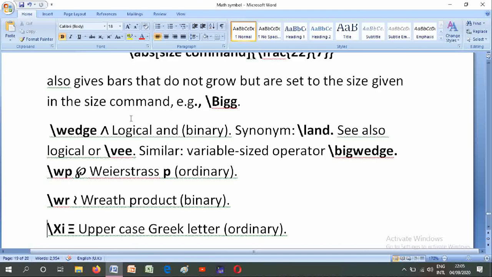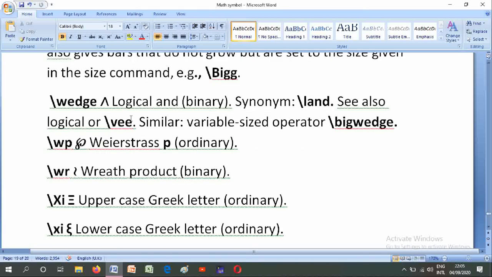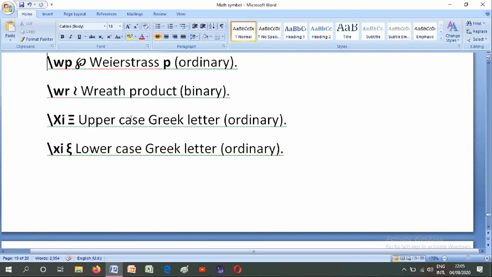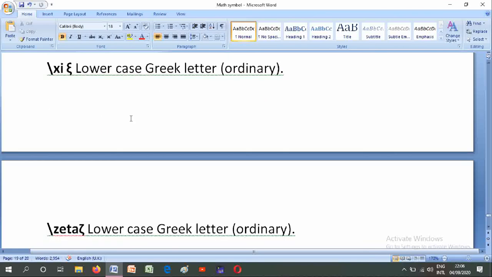\wedge, logical and, boundary, synonymous \land, see also logical or \vee, similarly variable size operator is \bigwedge. And \wp, Weierstrass p, and \wr, wreath product, \Xi uppercase letter, \xi lowercase letter, and \zeta, lowercase Greek letter, ordinary.